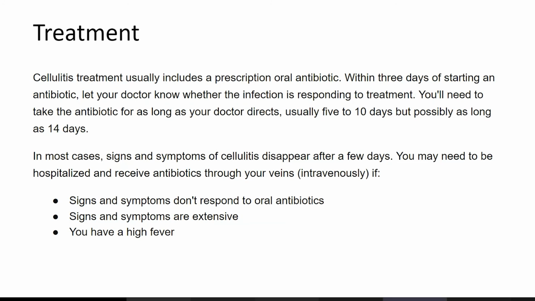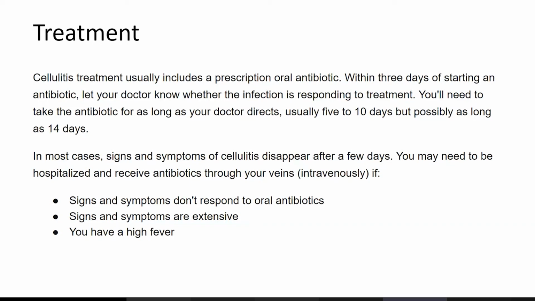Treatment. Cellulitis treatment usually includes a prescription oral antibiotic. It is a bacterial infection, so an antibiotic does make sense. Within 3 days of starting an antibiotic, let your doctor know whether the infection is responding to treatment. You'll need to take the antibiotic for as long as your doctor directs, usually 5 to 10 days, but possibly as long as 14 days. In most cases, signs and symptoms of cellulitis disappear after a few days.